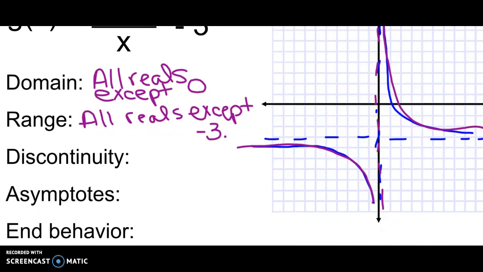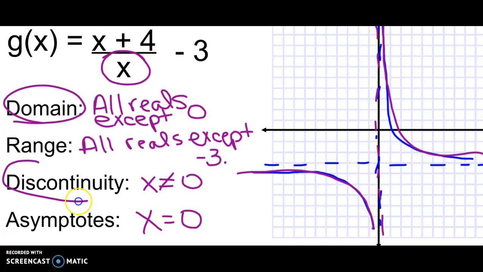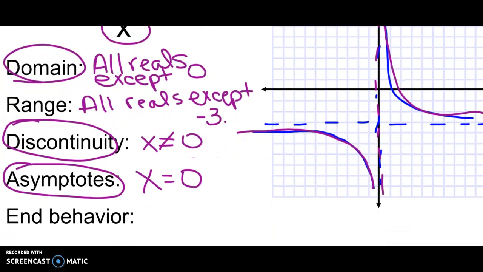All right, now where is our point of discontinuity? Well, we only think going left to right, okay? So whatever's going to make that denominator be 0. So x cannot equal 0. And our asymptote is actually the line x equals 0. So if you notice, domain, discontinuity, and your vertical asymptote x equals 0 are all the same number. Now you have another horizontal asymptote, y equals -3.